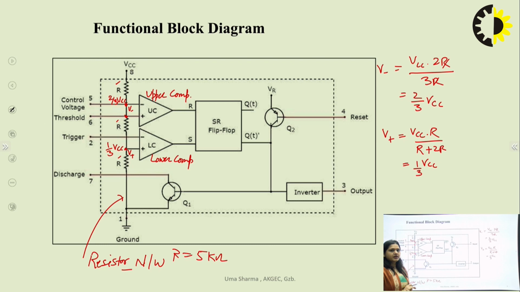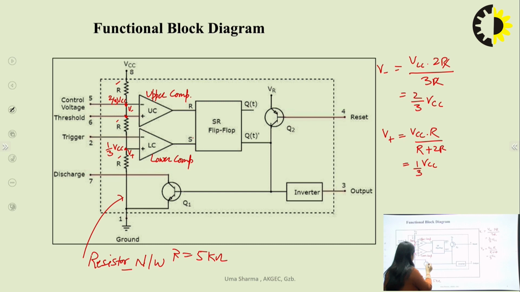For the upper comparator, this node is fixed at 2 by 3 VCC. Whatever the value at this threshold node, depending on that value it will produce some differential voltage at the input of the upper comparator, and accordingly generate output at the input of this RS flip-flop or SR flip-flop. Similarly, the lower comparator works on input pin number 2. Whatever input is present at pin number 2, the lower comparator generates the output at the S input of the SR flip-flop, and accordingly the SR flip-flop produces the values of Q and Q bar.